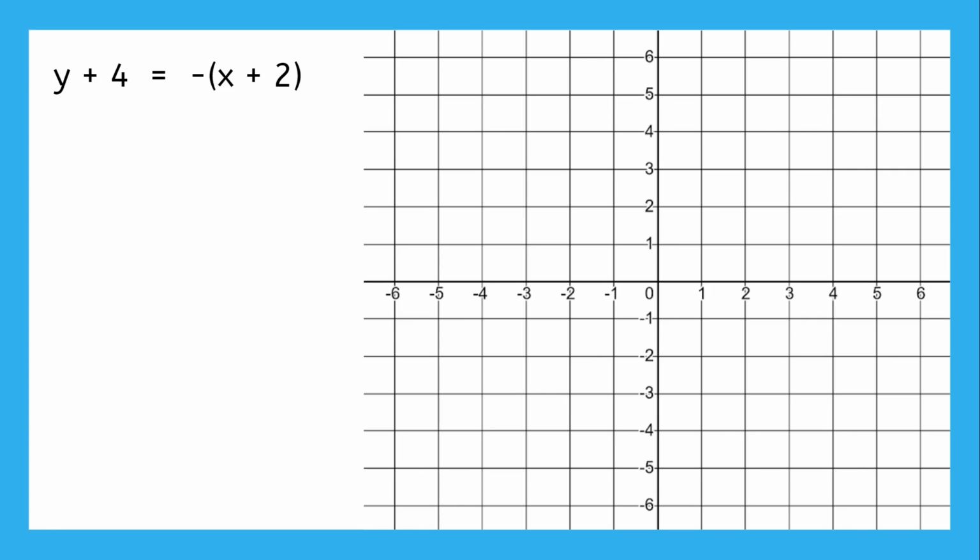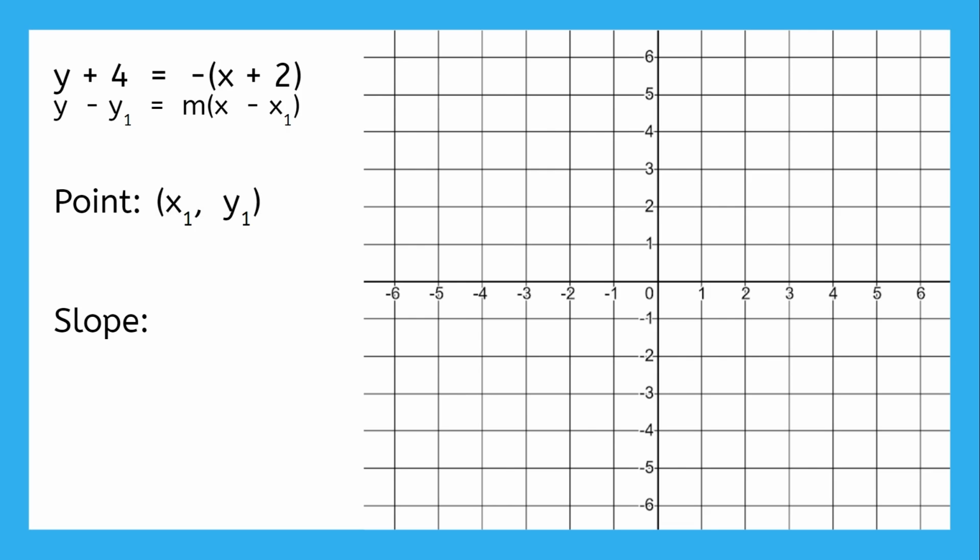First, we need to decide what form this equation is in. It's pretty obvious that this is point-slope form, which means that we can identify a point and a slope. The point will come from the x1 and y1 positions. x1 has to be -2 so that when it's subtracted, it becomes +2. For that same reason, y1 has to be -4. This gives our line a starting point.